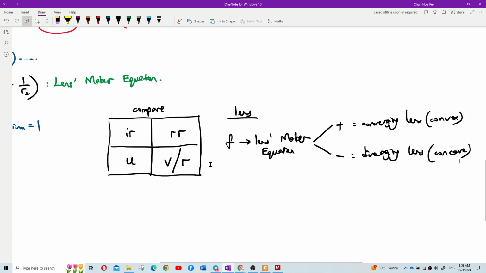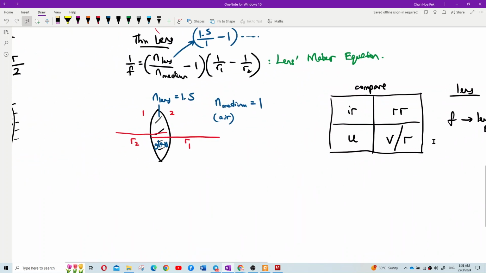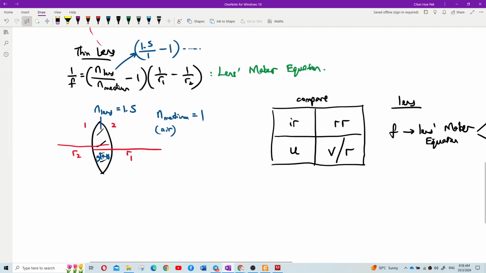But for a lens, we don't compare. We just get it from the Lensmaker equation. Getting f positive means converging. Getting f negative means diverging. Okay, class, I want to give an example of how to use this Lensmaker equation. Especially, I want you to be careful with the radius of curvature compared with the reflected ray.